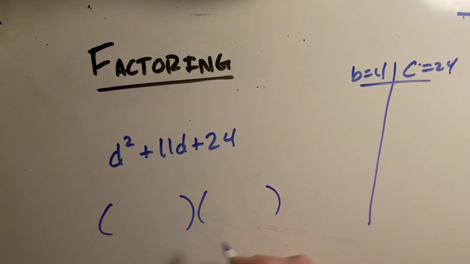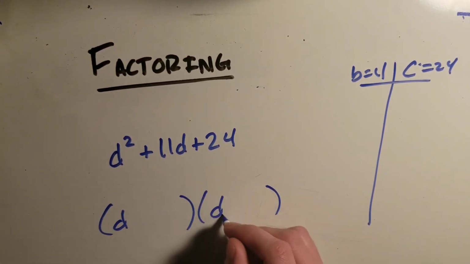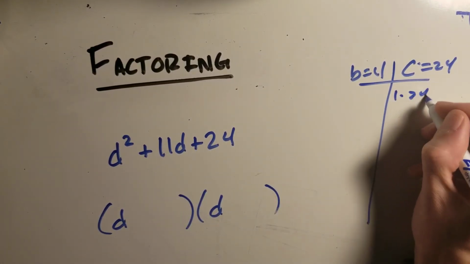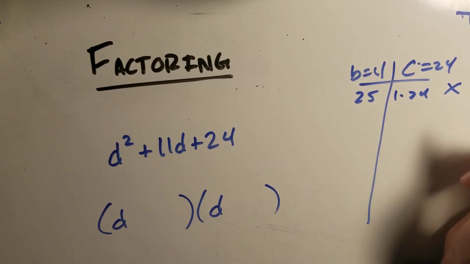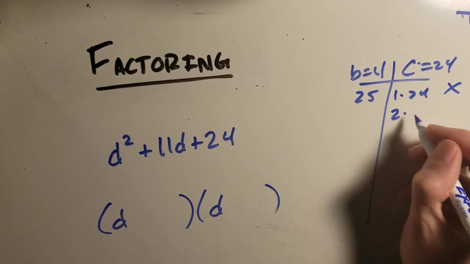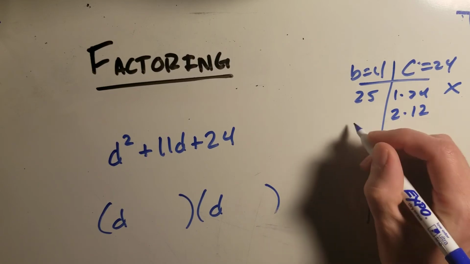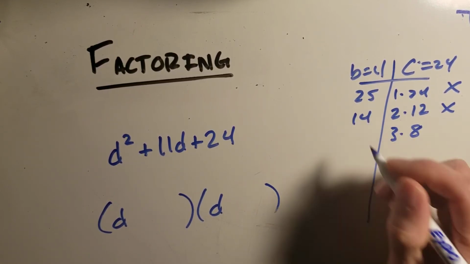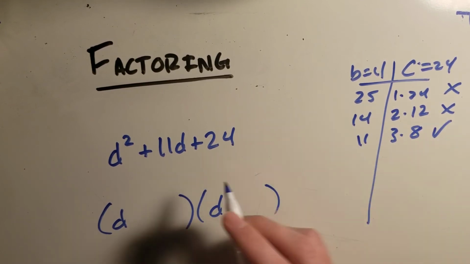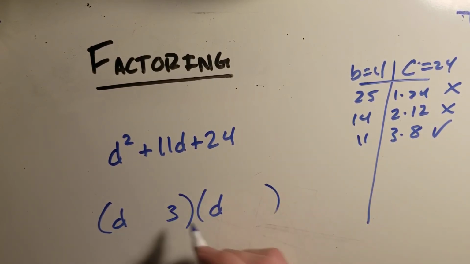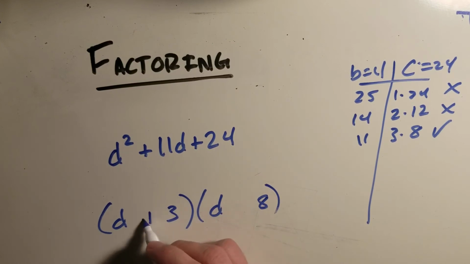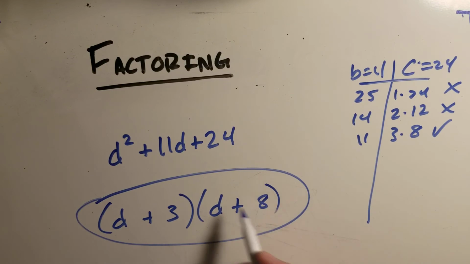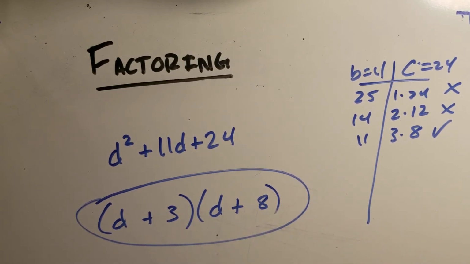In our factored form, we're going to have d times d to get your d squared. Now your c was 24, so let's do 1 times 24, that equals 25. Doesn't work. 2 times 12 equals 24, that adds up to be 14. It doesn't work. 3 times 8 is 24, that adds up to be 11. So you're going to multiply 3 and 8, that'll get you 24, and you're going to add up to be 11. When you were to FOIL this out, you would end up with 11d. So there's your factored form.